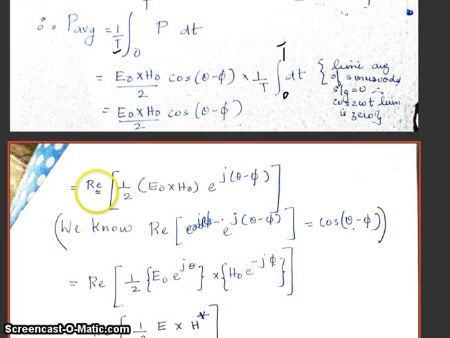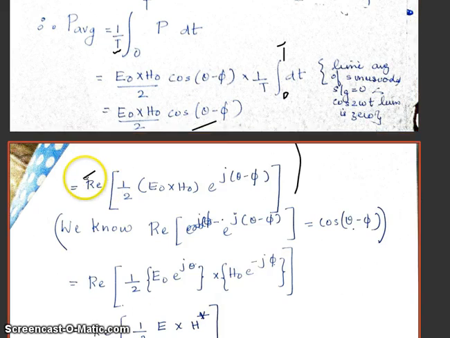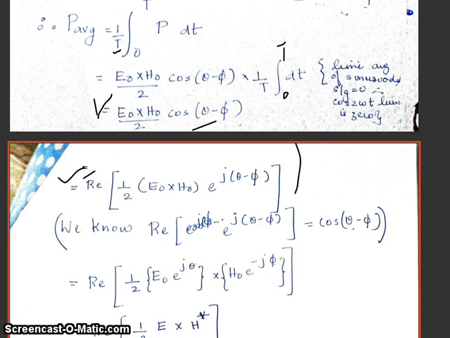Then in the next step, I am going to write it as the real part of half E naught cross h naught into e raised to j theta minus phi. This is the same as this. Because here you can see the real part of half into E naught cross h naught into e raised to j theta minus phi. If you remove this real term, Re term, how can you write? You can write it as half into E naught cross h naught into cos theta minus phi.